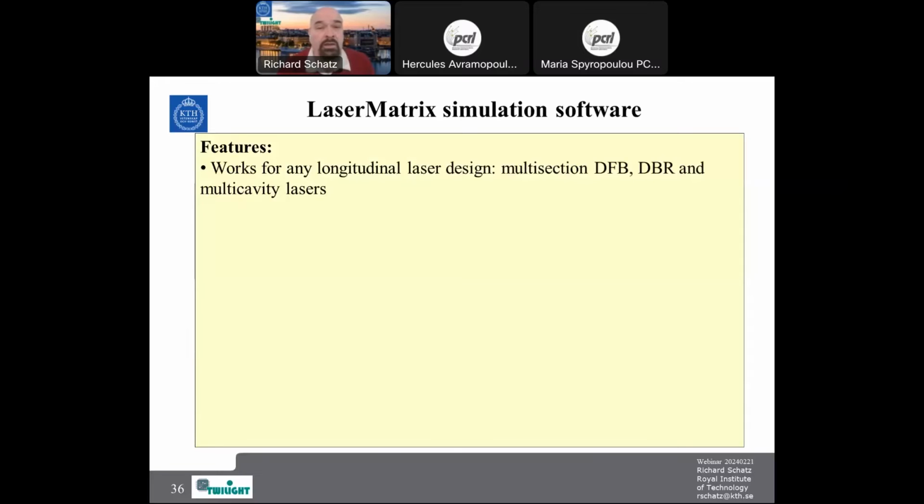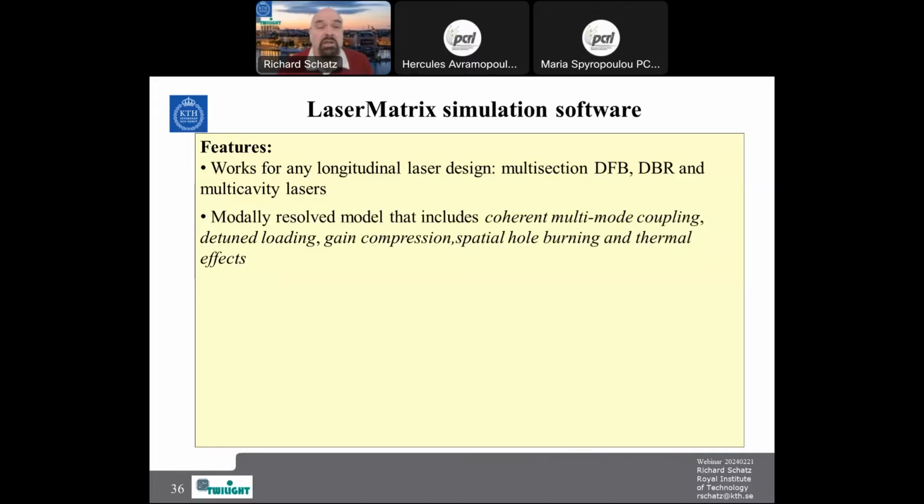The features of LaserMatrix: it works for any longitudinal laser design. You can use it for multi-section DFB lasers, DBR lasers, and multi-cavity lasers. It's a modular result model. It includes the coherent multi-mode coupling that is responsible for photon-photon resonance. It includes detuned loading effects, FM to AM conversion effects, gain compression, spatial hole burning, and also thermal effects.